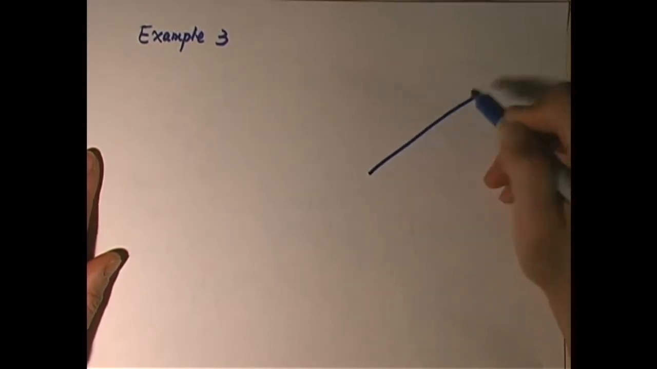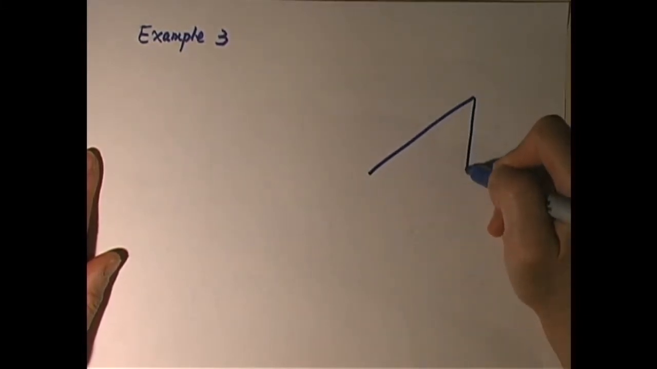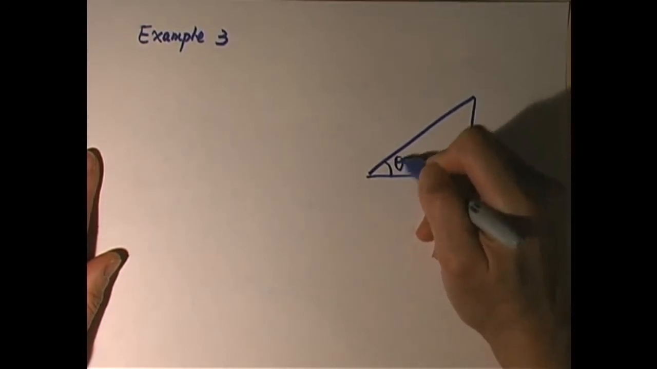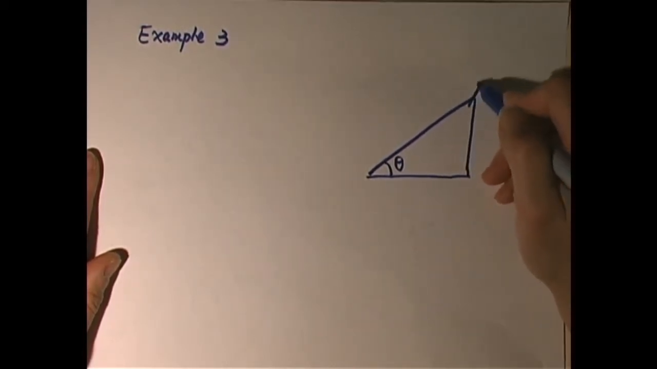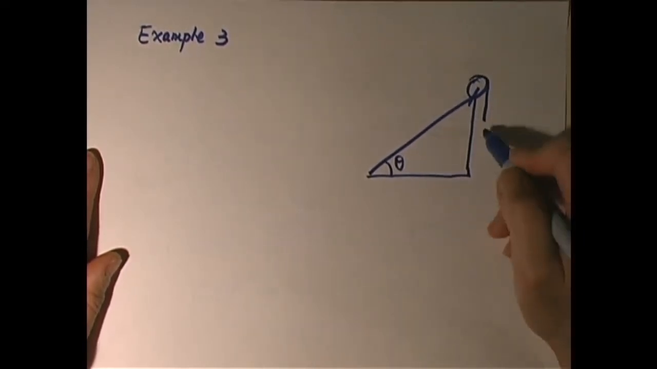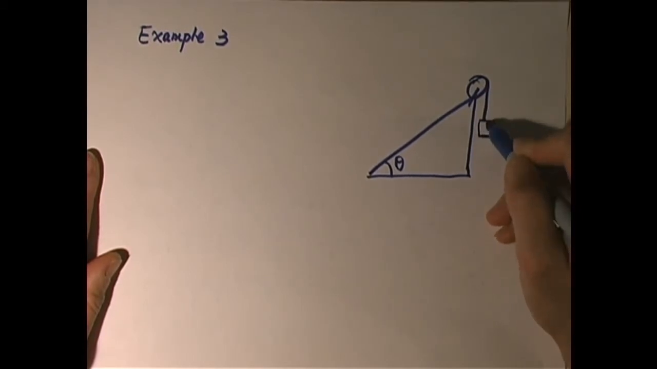Now let's look at another case. Also, a system with more than one block. Let's say we have a slope again. This time the angle is theta, and here's a pulley, and we have a rigid string with no friction with respect to the pulley, and we have a block here.